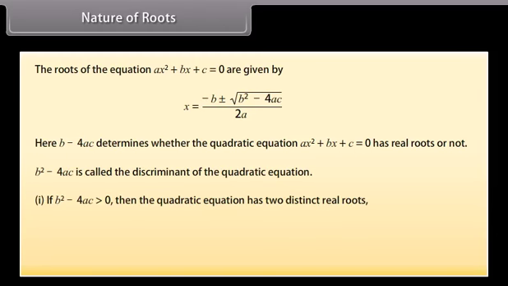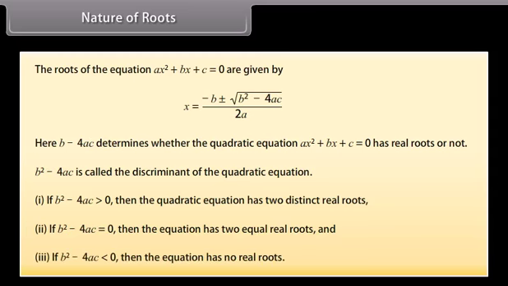1. If b² − 4ac is greater than 0, then the quadratic equation has two distinct real roots. 2. If b² − 4ac is equal to 0, then the equation has two equal real roots. And 3. If b² − 4ac is less than 0, then the equation has no real roots.